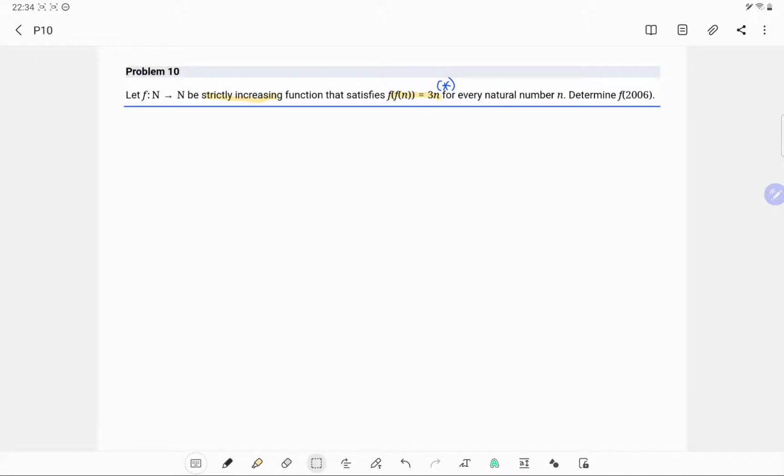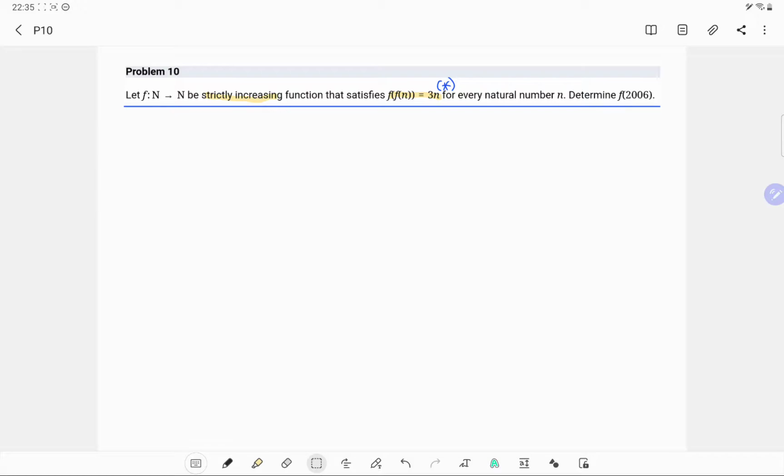Let's take a look at another functional equation. It says: let f from natural numbers to natural numbers be a strictly increasing function that satisfies f(f(n)) = 3n for every natural number n. Determine f(2006). This problem is probably from a mathematical competition in 2006.